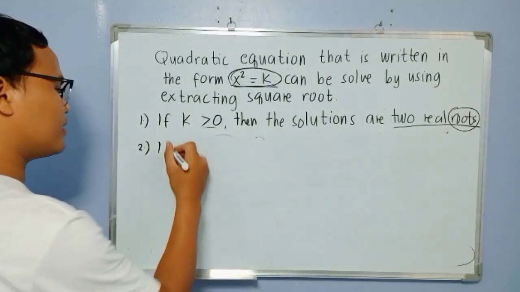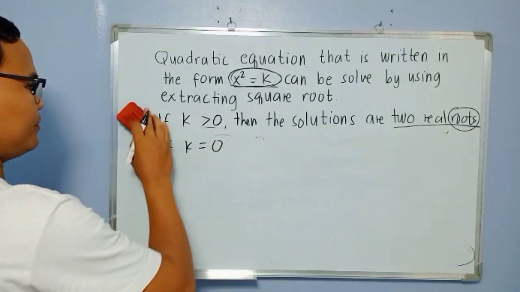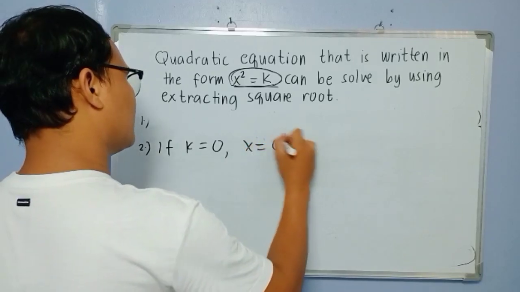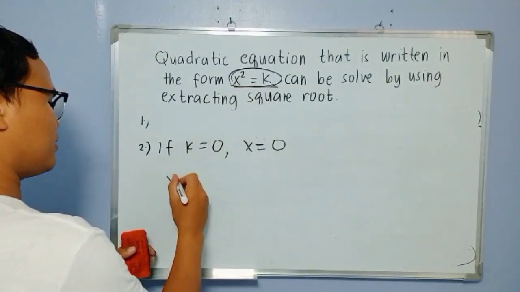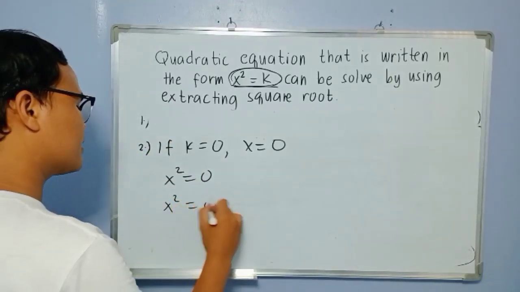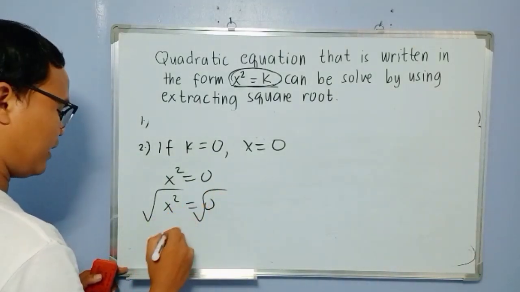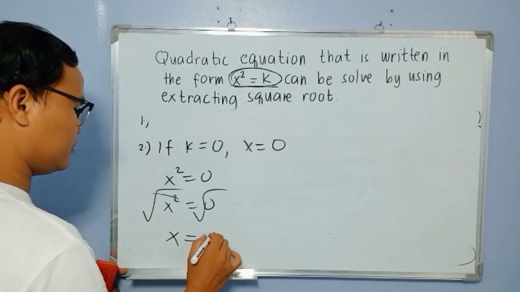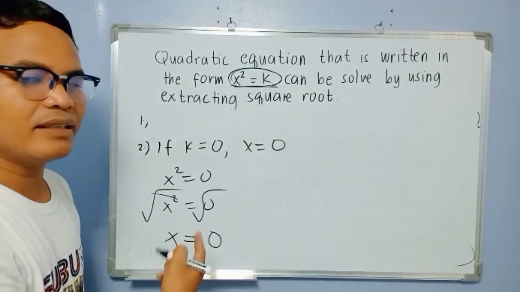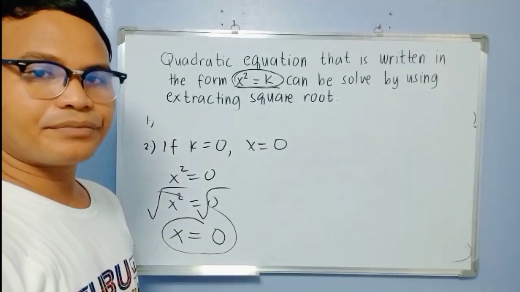Next condition po natin ay if k is equal to 0. Simple lang po, no? If k is equal to 0, then x equals 0. So here, x squared equals 0. Mag-extract tayo ng square root both sides. Okay. Cancel out, x equals 0. Wala na pong positive negative kasi si 0 ay hindi negative at hindi rin positive. So yun lang po if k is equal to 0.